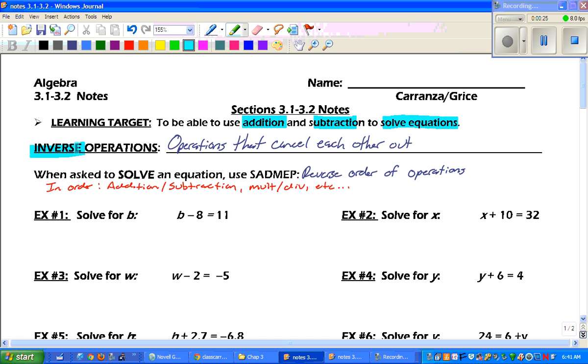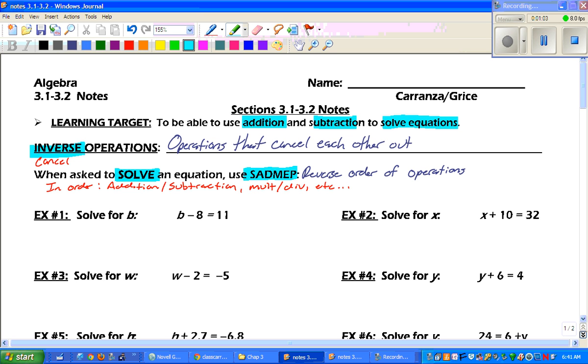Now, inverse operations. We've talked about the word inverse before. Inverse means to cancel. So inverse operations are operations that cancel each other out. Now, when asked to solve an equation, we're going to use SADMEP. SADMEP might look a little familiar to you because that is the reverse order of operations. So you're going to do those from addition to subtraction, multiplication, division, etc. So you're going the exact opposite of before.